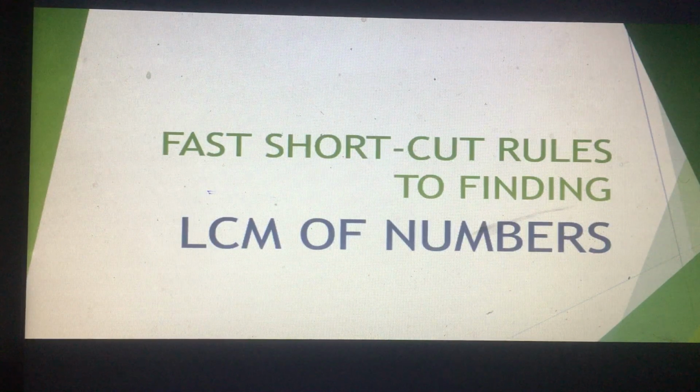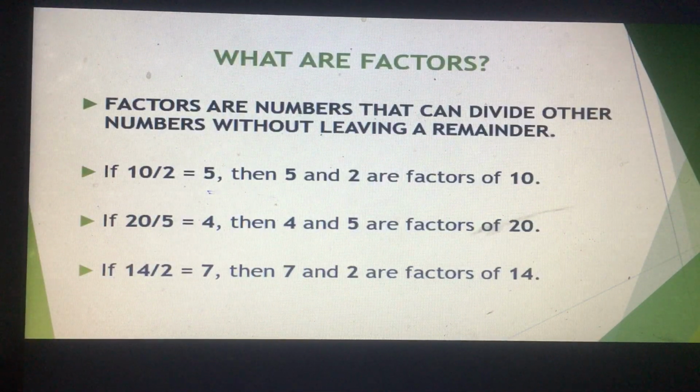Now, to understand the concept of LCM, you need to understand the concept of factors. So the question begins here. What are factors? Factors are numbers that can divide other numbers without leaving a remainder. So 5 and 2 are factors of 10 because 5 can divide 10 without leaving a remainder, and in that case you would have your result as 2.